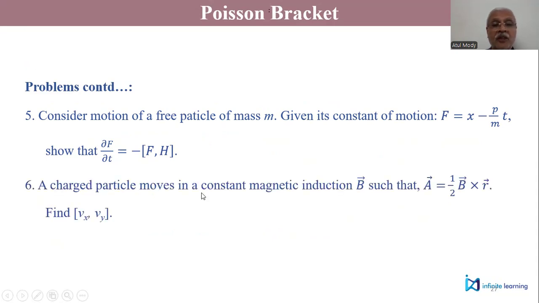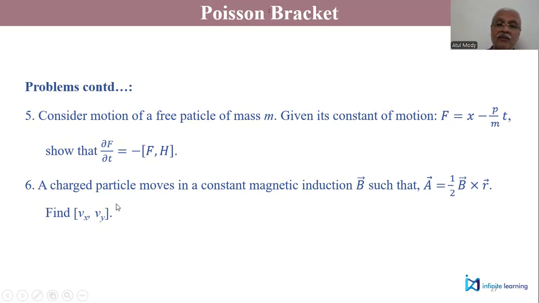And then a charged particle in a constant magnetic field. A constant magnetic field has a vector potential which is always half B cross r. Then you have to find the Poisson bracket of Vx and Vy. So Vx and Vy would be like taking x dot and y dot, right? And r is xi plus yj plus zk. B is a constant magnetic field, so you can take B in the Z direction. So B vector is B times k. Then you find out what A is.